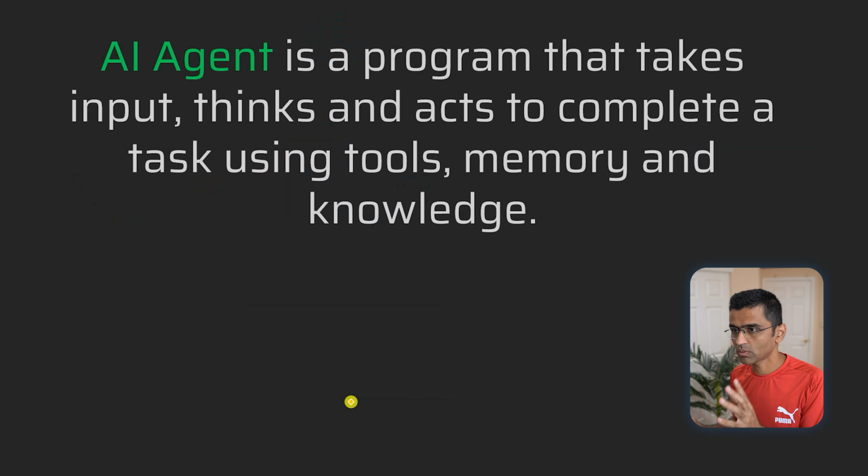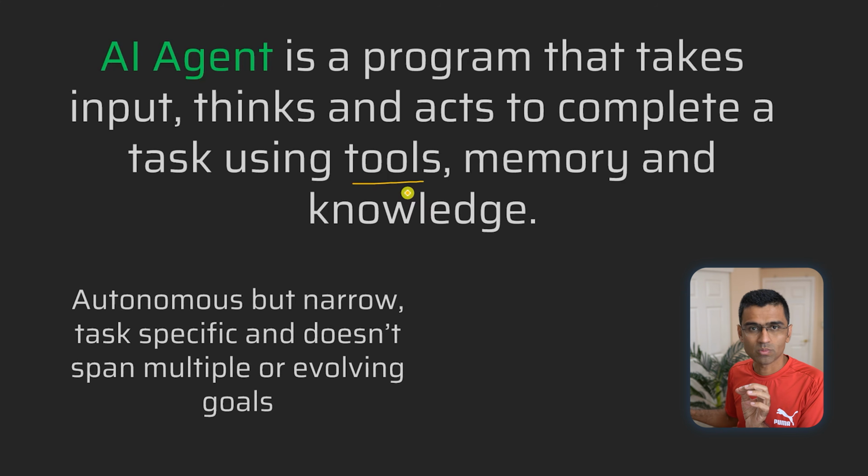An AI agent is a program that takes inputs, thinks about it, and acts to complete a task using tools, memory, and knowledge. The API that we are using, Expedia, is called a tool, okay? And it is autonomous. Autonomous means it is taking action for you, but for a narrow task. Okay, so here, see, it's just simple flight booking. So it's a very narrow task.